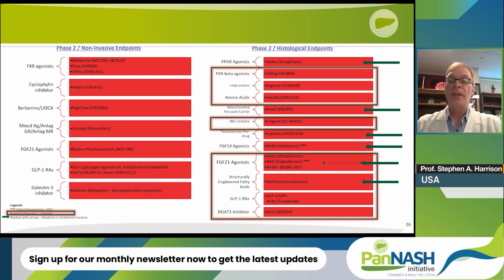On the right, even more drugs have made it into phase 2B. Here, it requires paired liver biopsies generally, a biopsy to get in and a biopsy to get out. Also, generally, these trials are larger in scope and longer in duration. Now, in the box shaded green, I've highlighted the drugs that are currently ongoing in phase 2B. Using the arrow, these are drugs that have either completed enrollment or have read out the results.